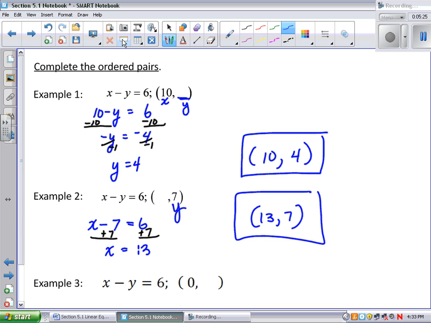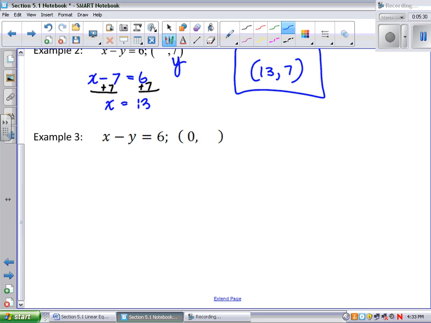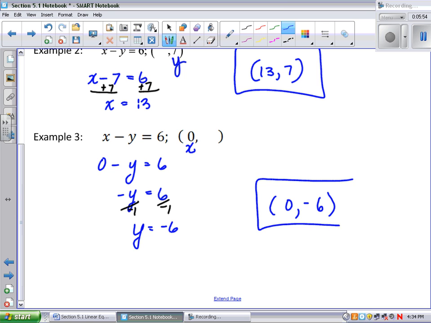Let's look at the third example. Again, we're using the same equation here. This time we're given an x value of 0. So we have 0 minus y equals 6, or just negative y equals 6. Divide both sides by negative 1, and we get y equals negative 6. So our answer is the point 0 comma negative 6.